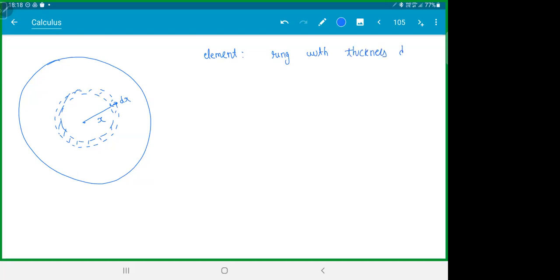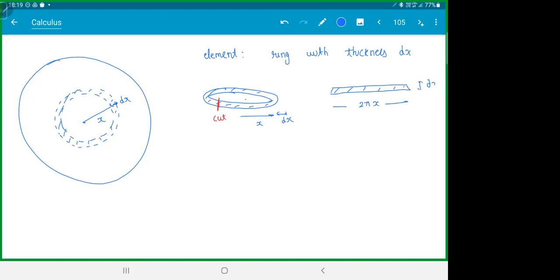Ring with thickness dx. Radius is x, thickness is dx. So if you take a scissor and cut it here, what you get is a rectangle whose length will be 2 pi x, the width will be dx. We have done this last time.